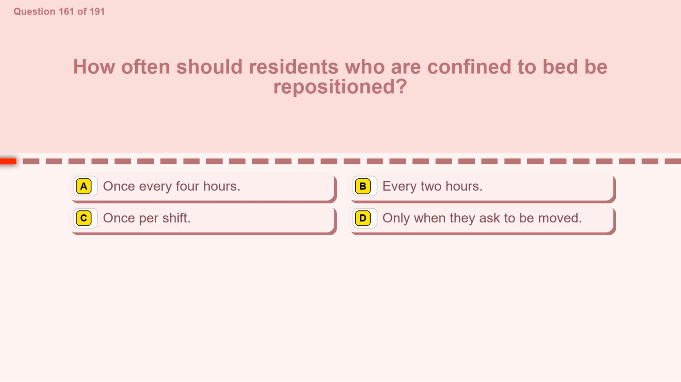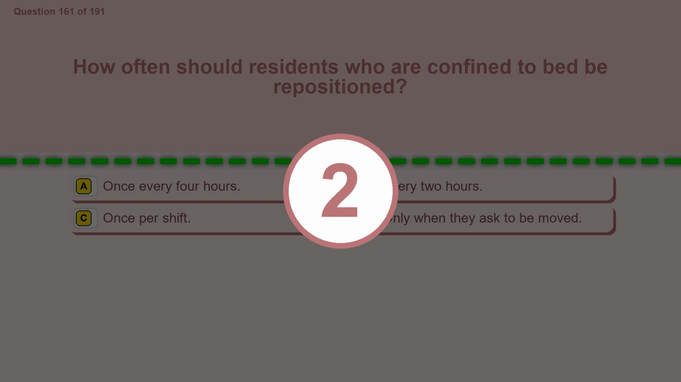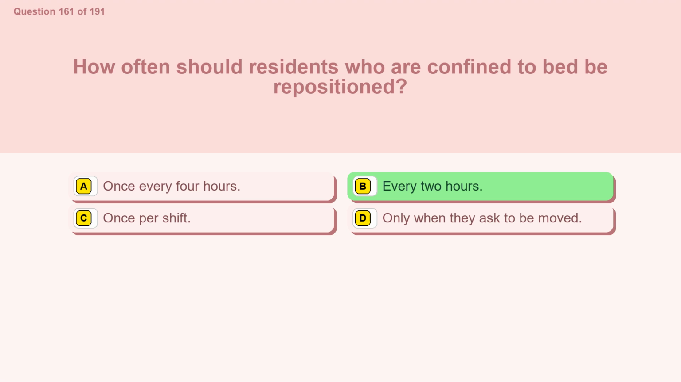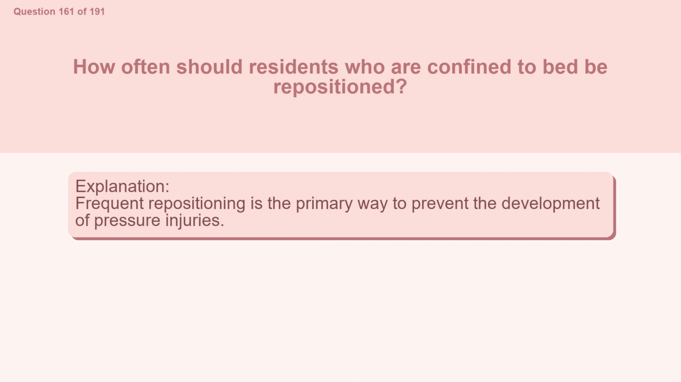Question 161. How often should residents who are confined to bed be repositioned? Option A: once every 4 hours. Option B: every 2 hours. Option C: once per shift. Option D: only when they ask to be moved. The correct answer is option B: every 2 hours. Frequent repositioning is the primary way to prevent the development of pressure injuries.